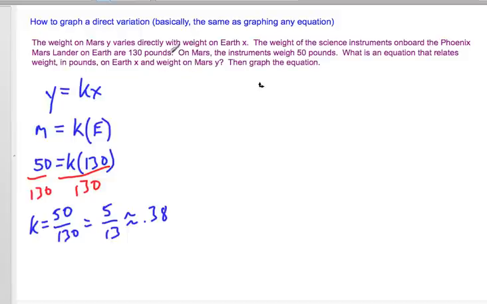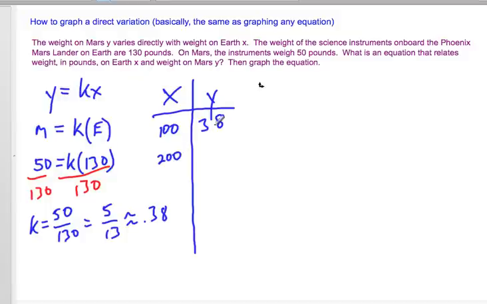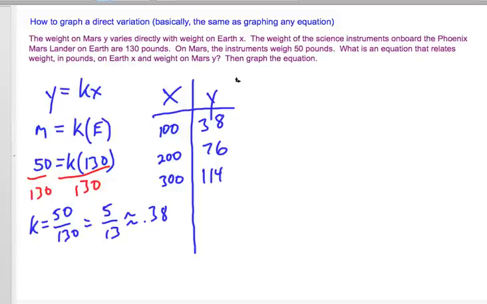So now we just need to make a table of values. So we know x and y. And I'm going to pick x values that are simple because we're dealing with 0.38. I don't want to do a lot of math when I don't have to. So if I choose an x value of like 100, for instance, when we multiply 100 times 0.38, we're going to get 38. If I multiply 200 times 0.38, it's just double that, so 76. And multiply by 300 times 0.38, we're going to get, what is that? 114, it looks like.